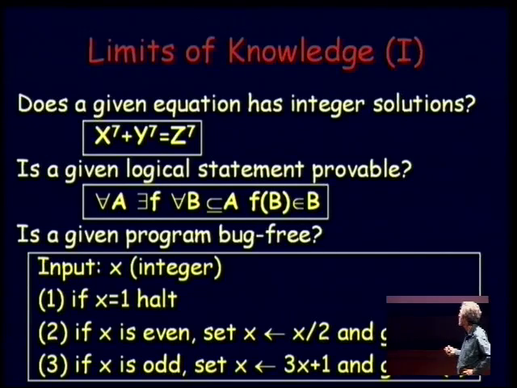And here I just wrote a really simple program that any programmer could have written. It's very short. And you ask whether it's bug-free. Well, let's ask whether it terminates for every input. That's the basic question about bugs. You don't want your program to run forever. You get an integer. If it's one, you stop. If it's even, you halve it. If it's odd, you multiply by 3 and add 1. So I asked you, does it terminate for every input? Well, many of you, I'm sure, recognize this problem. It's still open. Nobody knows.